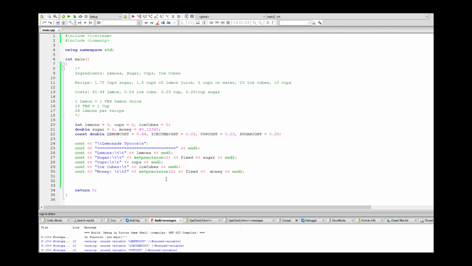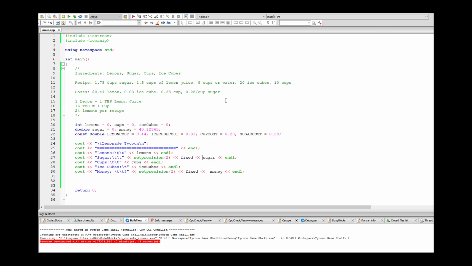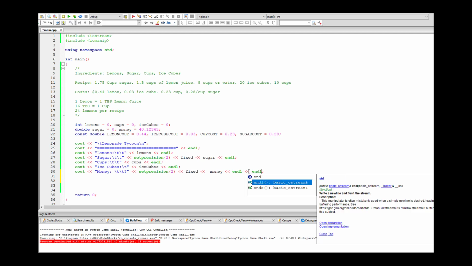Everything else it makes sense to have as an integer, because sugar is the only one that you can take a fraction of. Like you can take part of a cup of sugar, but it doesn't make sense that you would take part of a lemon, right? Or half of a cup or half of an ice cube. All right. Okay. Now what we're going to do here is put one more end line here to make some space.